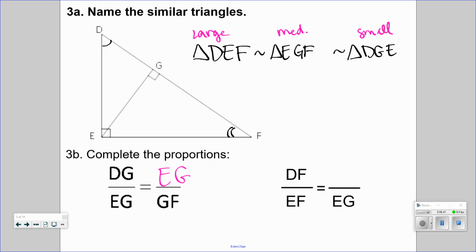Okay. Do I get the second one yet? We have DF, which is the hypotenuse of the large triangle, over EF, and then you have EG. EF is the longer leg of that large triangle, so if we have the long leg here, that means you need the hypotenuse of the smaller one, so DE. Should be in that box.